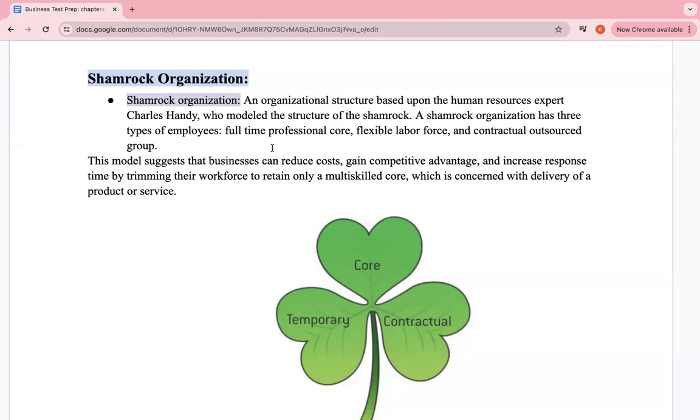A Shamrock organization has three types of employees. The full-time professional core, so they work for the business only. This is their full-time job. Then the flexible labor force, and the contractual outsourced group. The contractual outsourced group is basically those brought in from outside the business. For example, you have a wedding organizer business. They bring in, for example, a food company like a catering business, which is outsourced, so they're not from the business, they're from outside the business.